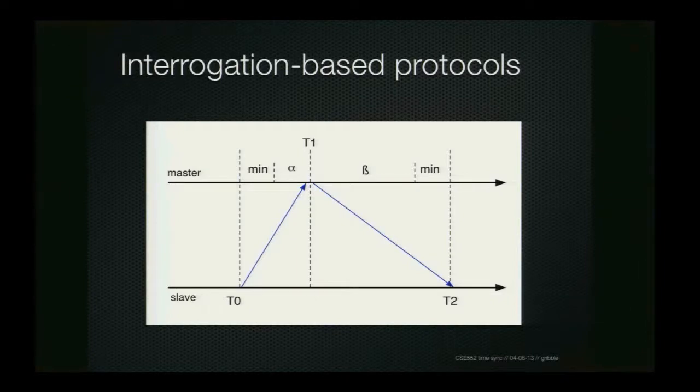So this is basically what that looks like. Over here in this diagram, there are two timelines. The way to read this is time flows to the right. And both the master and the slave each have their local clock.